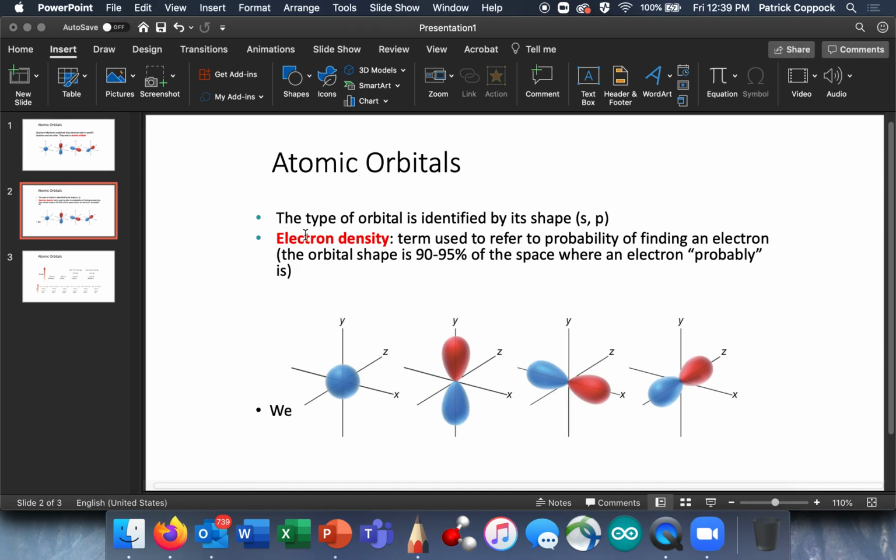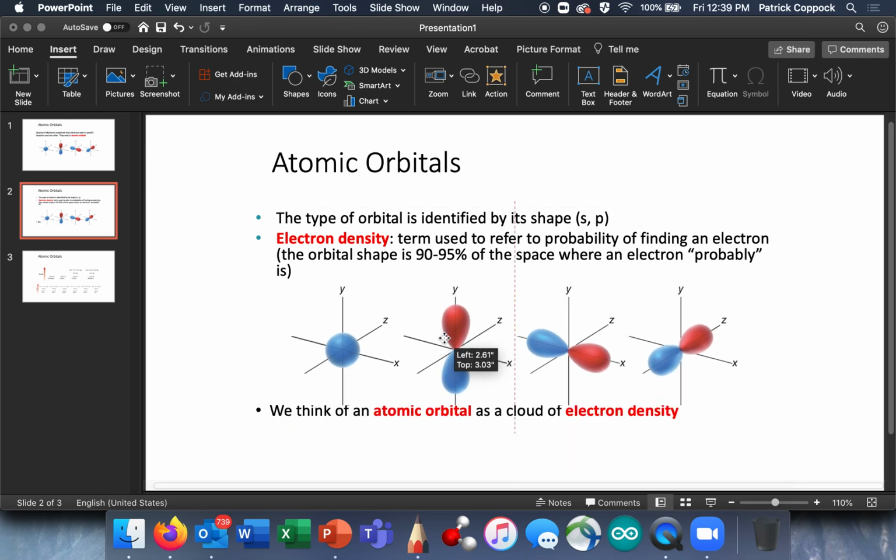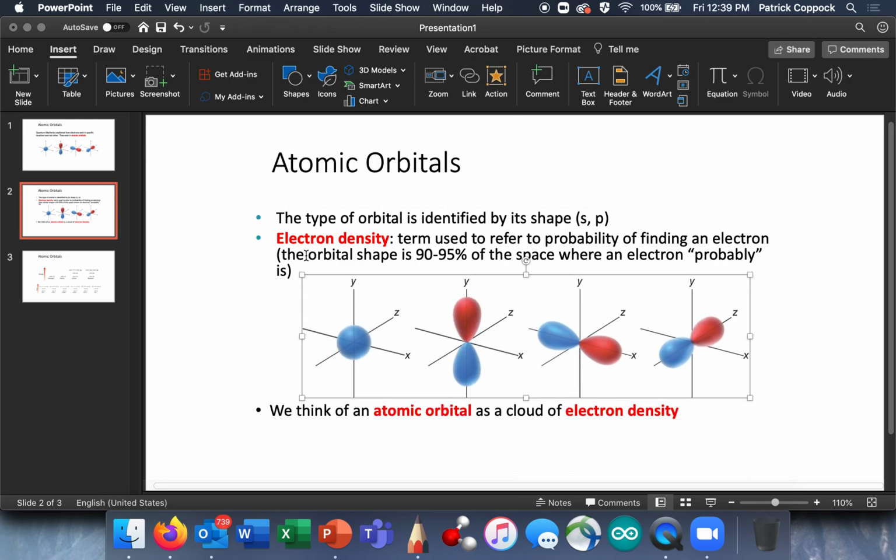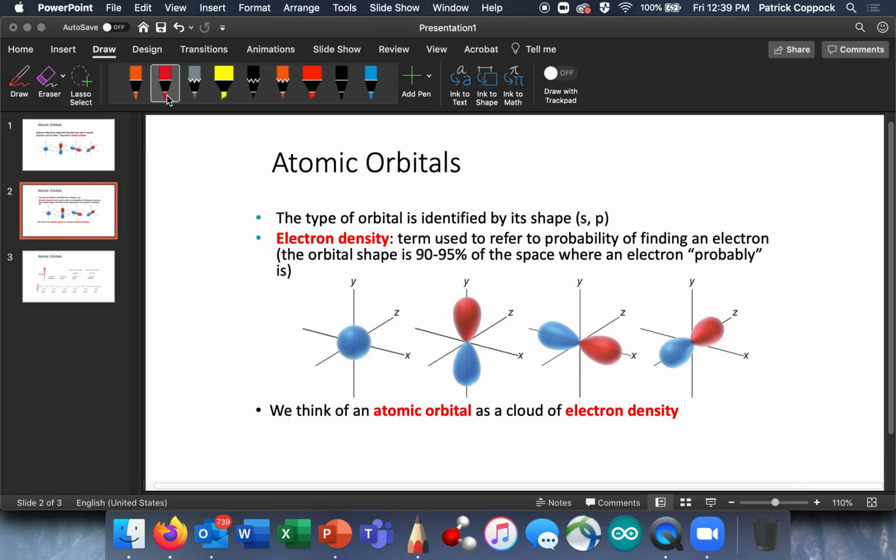Now, the type of orbital is identified by its shape. You're going to be asked to recognize s orbitals and p orbitals. That's basically all we're going to do this semester. No d orbitals or certainly no f's. But that doesn't mean it's easy. So let me grab a marker and say that this is an s orbital, and it's s because it's spherical. S doesn't stand for spherical, but it might be a decent way to think of it.